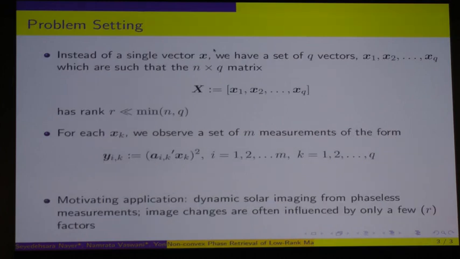So here's the problem setting. You have a matrix X with columns x1 through x3. For each vector xk, you get m measurements of the form (ai,k transpose xk) squared. And the key here is that you have an independent set of measurements for each vector xk. That's the key point needed to demonstrate that you need fewer measurements for exact recovery of this matrix, because you're exploiting its low-rank structure.